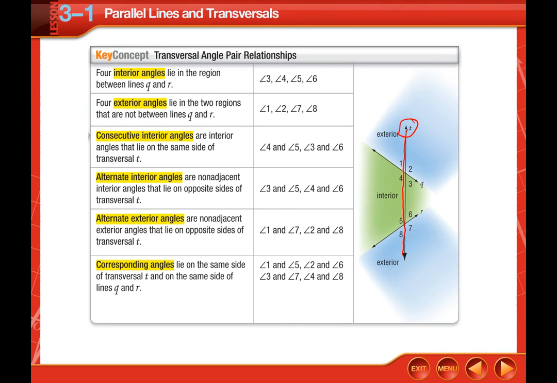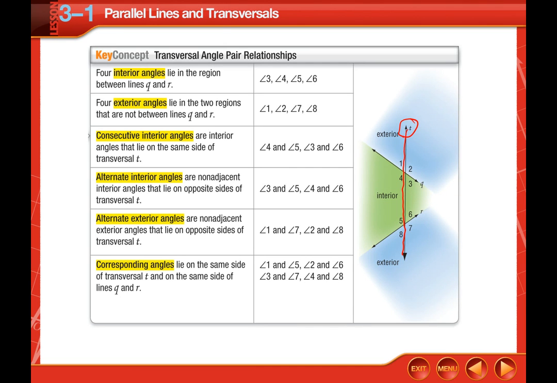Okay, and because of this, we get these new angle pair relationships. We have interior angles. Interior angles here are angles 3, 4, 5, and 6. They are to the interior of the coplanar lines that the transversal is crossing. We have exterior angles, which are outside of that region. You can see that the interior is colored green, the exterior is colored blue. So not between these two lines, Q and R, I have these exterior angles, 1 and 2, and 7 and 8.